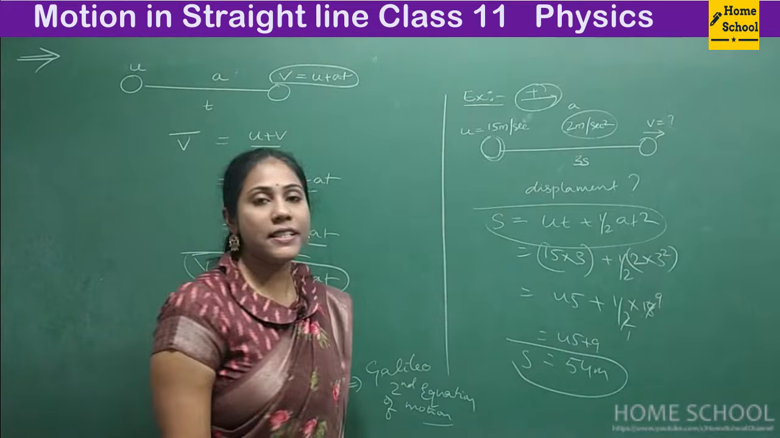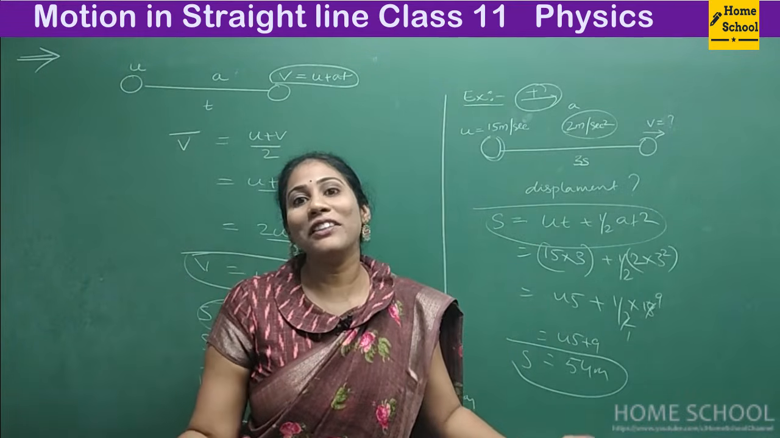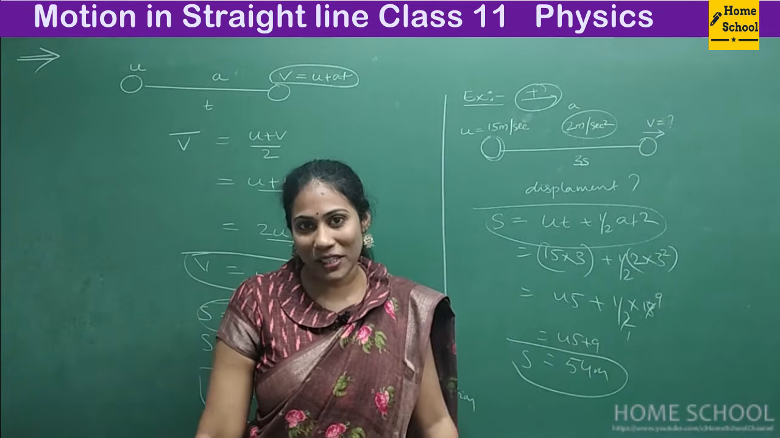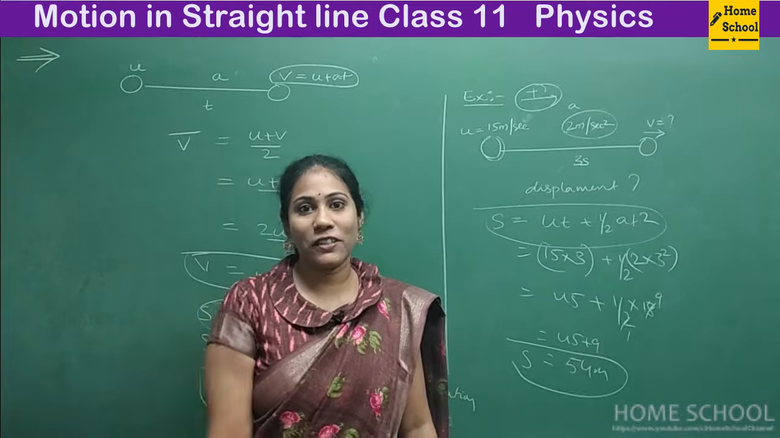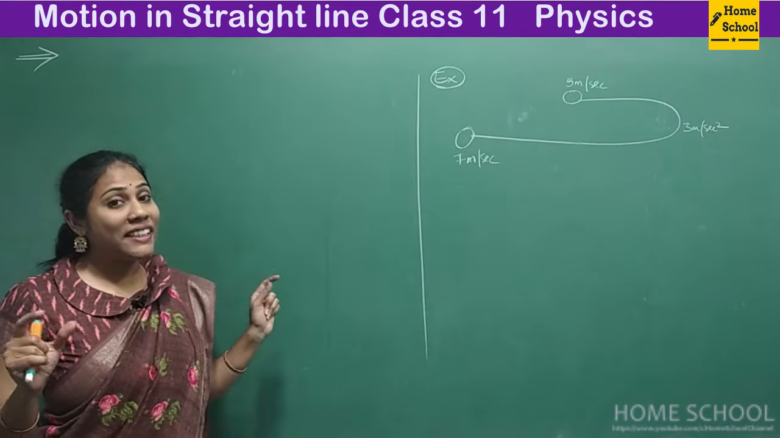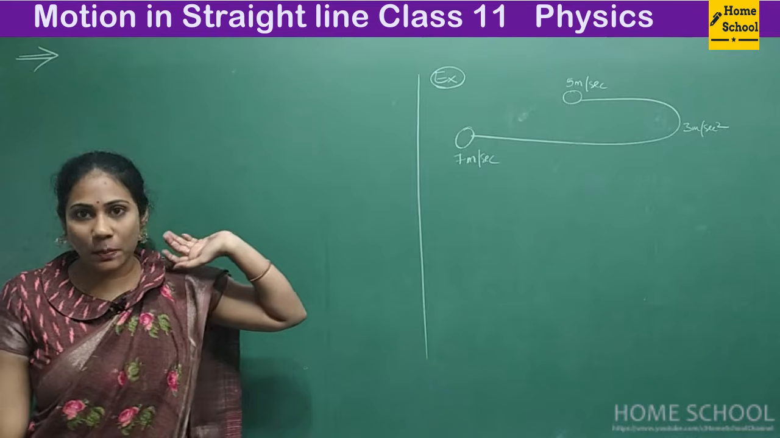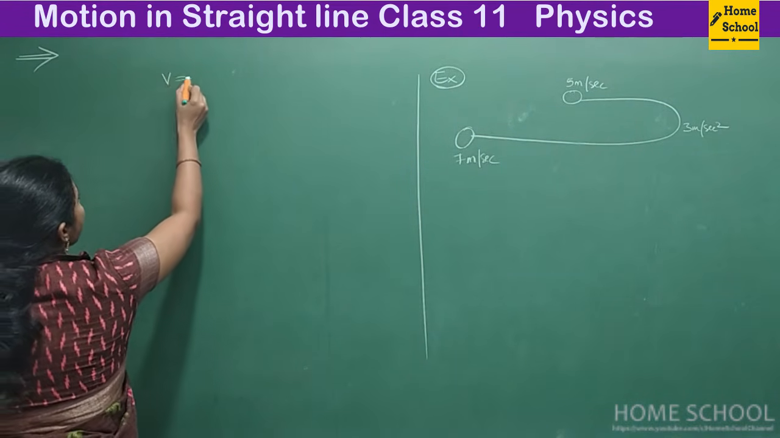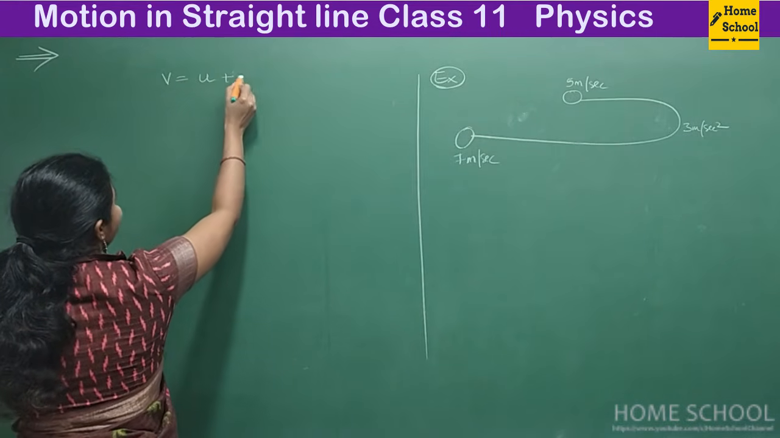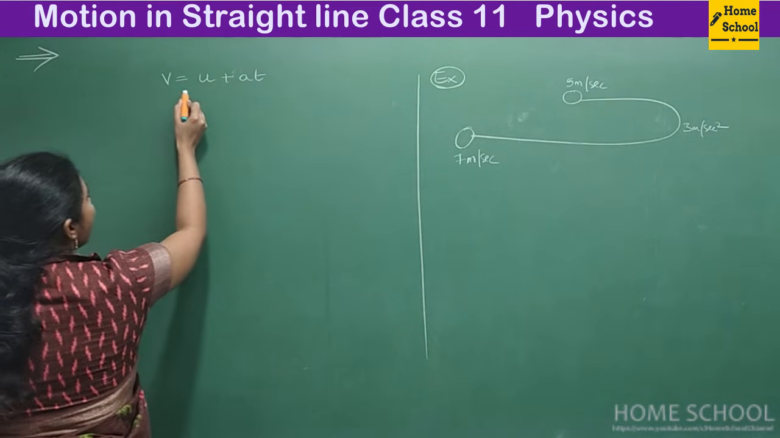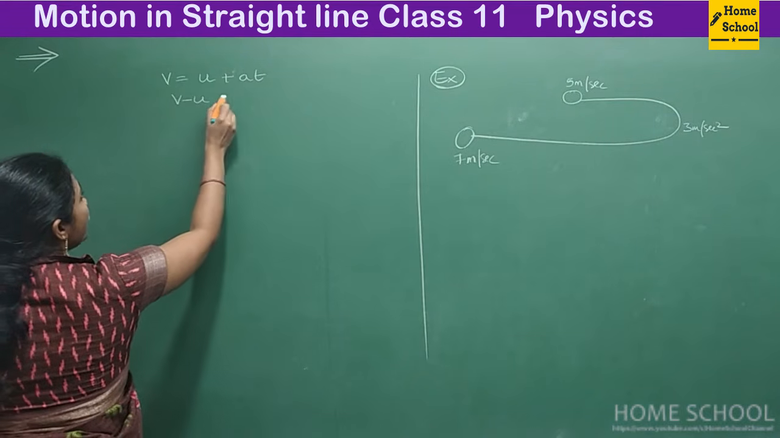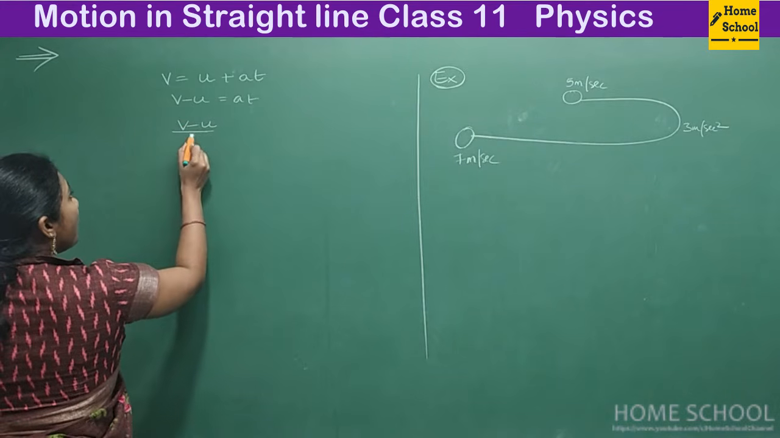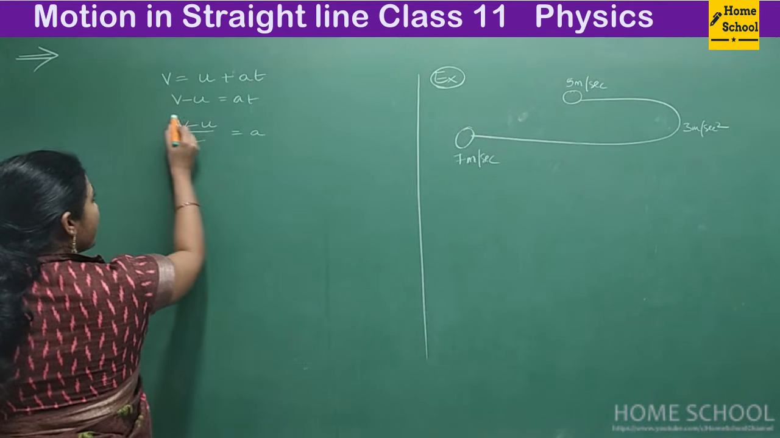Second formula to calculate displacement. We have the third formula to calculate the displacement, that is called Galileo's third equation for motion. So let's understand that third equation. See guys, observe carefully how I derive the third equation to calculate the displacement. We have our basic formula v is equal to u plus at, right? So can I write this as v minus u is equal to at? And again, v minus u by t is equal to a, right?